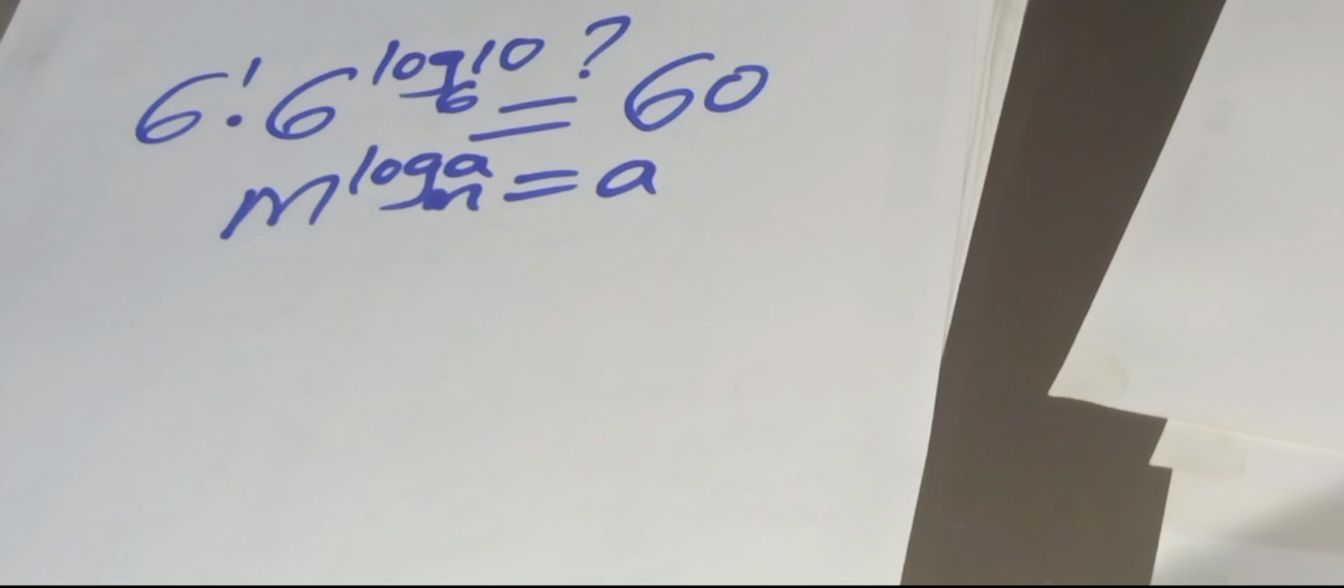Now, we have 6 to the power log 10 to base 6. This is in the form of m to the power log a to base m, which is equal to a. So let's apply this property. Therefore, m to the power log a to base m is equal to a. Now 6 to the power log 10 to base 6 will give us a value of 10. Now let's substitute this value of 10. We'll have 6 times 10. This is equal to 60. So 6 times 10 is 60, which is equal to 60.